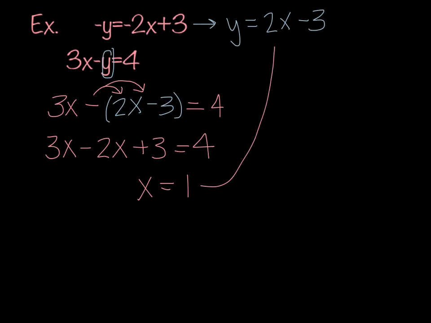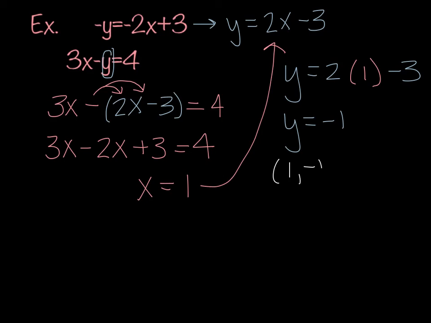Again, we need to plug this back in to figure out what y equals. In this case, y is going to equal 2 times x, which we found was 1, and then minus 3. 2 minus 3 is a negative 1, which means that these two lines must intersect at the point (1, negative 1), because x is 1 when y is negative 1.